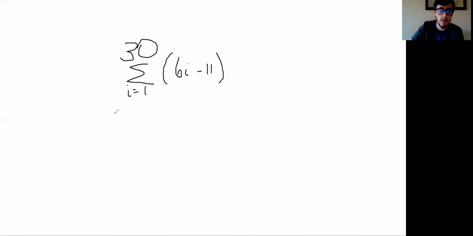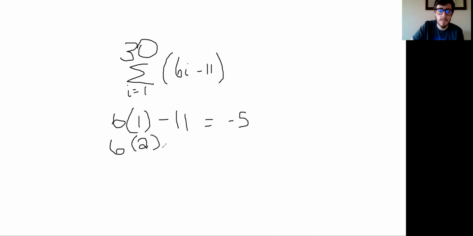So the first term is going to be 6 times 1 minus 11, right? And that's going to give us 6 minus 11, which is negative 5. I'm going to do the second term by plugging in 2. 12 minus 11 gives us 1. And again, that makes sense because we're going up by 6, which is kind of what this number shows us.